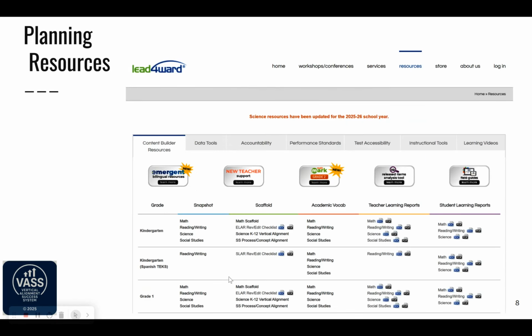One of my favorite parts of Lead Forward is the free access to just delving into the data tools, accountability, and my most favorite is the released items analysis tool, where you really get to see, even though you teach the standard with depth and breadth, you still want to take into account how will my students ultimately be assessed. And so the released items analysis tool is awesome for really unpacking the standard when it comes to how students will be assessed.